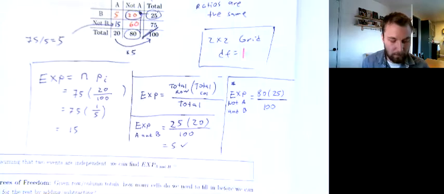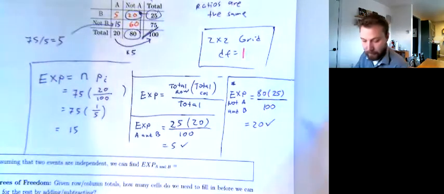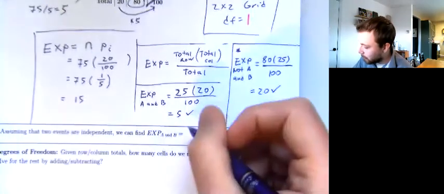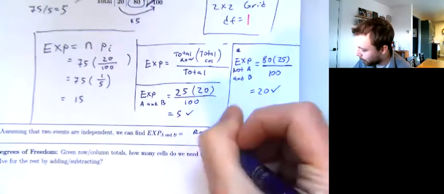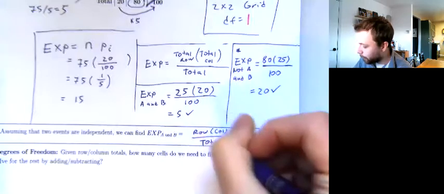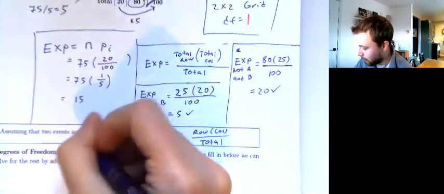80 times 25 over 100. This gives me 20 as I was hoping. This looks great. So to find the expected values, I can take the row total times the column total divided by the overall total. This keeps the ratios the same.